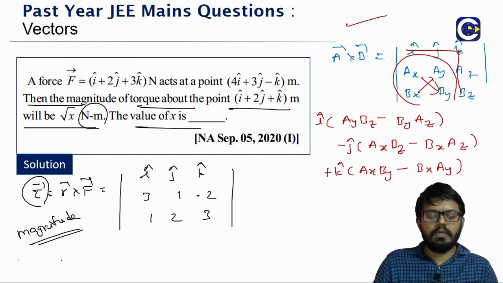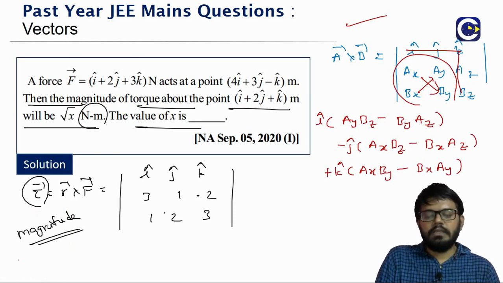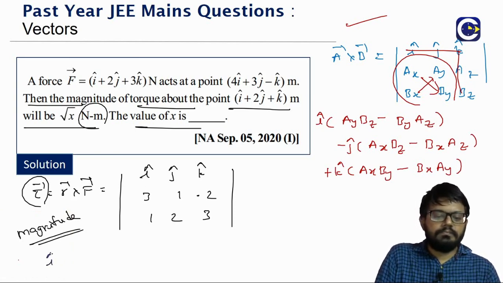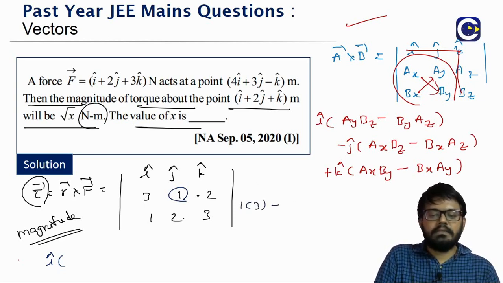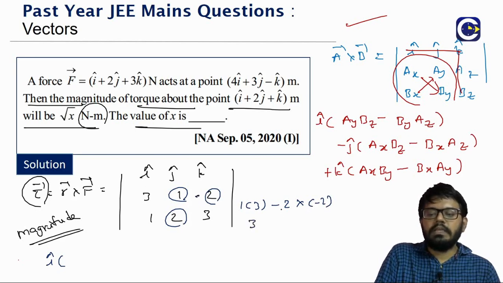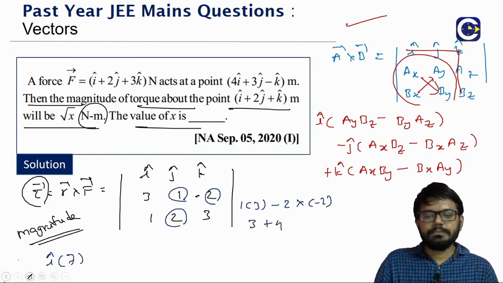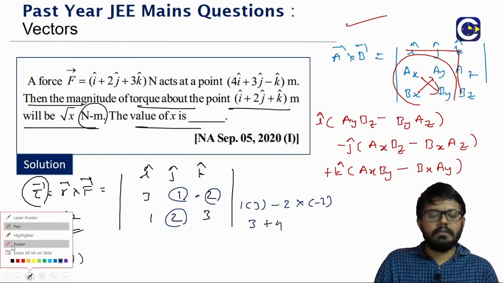So how do we substitute the values? Look at it. The I component. What is I component? AY BZ. So AY is what? BZ. So 1 into 3 minus BYAZ, 2 into minus 2. This is minus 2. So what is it? 3 plus 4. Totally what is it? 7. This is the component of I.